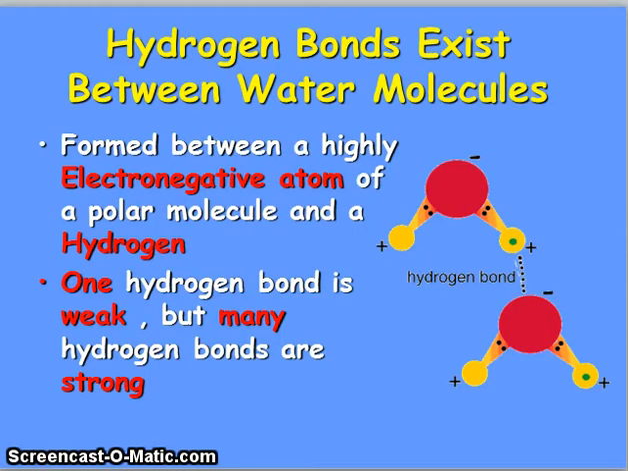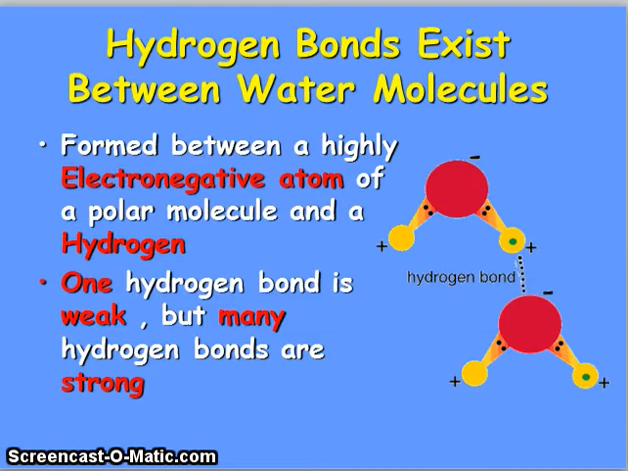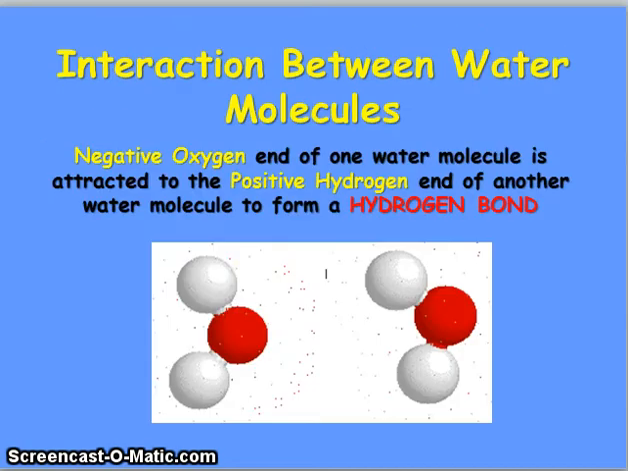Hydrogen bonds exist between water molecules, formed between a highly electronegative atom of polar molecules and a hydrogen. One hydrogen bond is weak, but many are strong. Like if you try to lift something with one paper clip versus if you have 20 paper clips, it would be stronger. So the more you have, the better the strength.